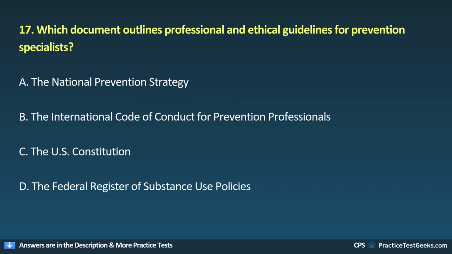17. Which document outlines professional and ethical guidelines for prevention specialists? A. The National Prevention Strategy. B. The International Code of Conduct for Prevention Professionals. C. The U.S. Constitution. D. The Federal Register of Substance Use Policies.